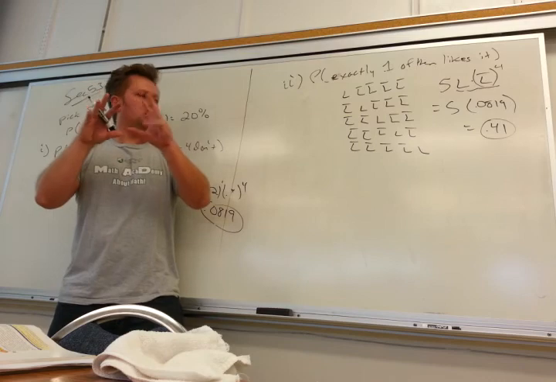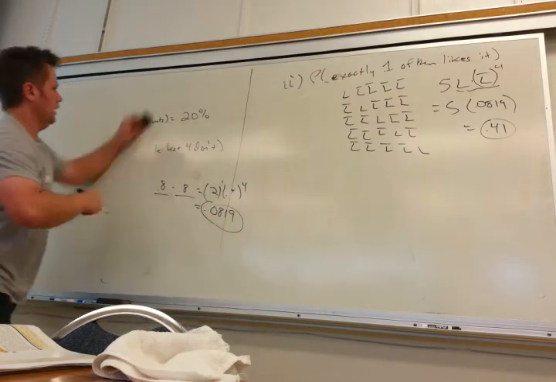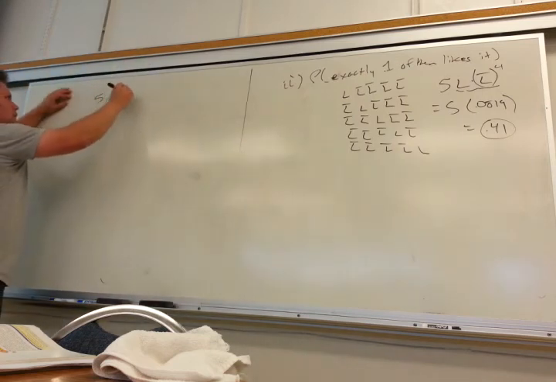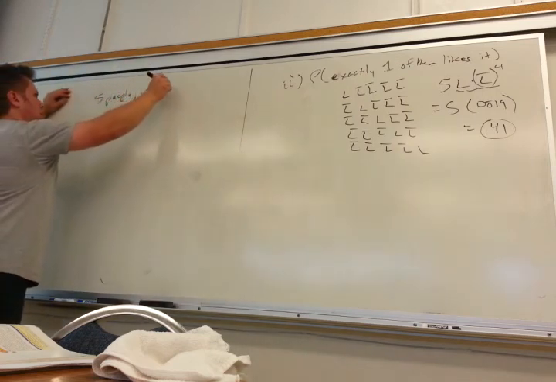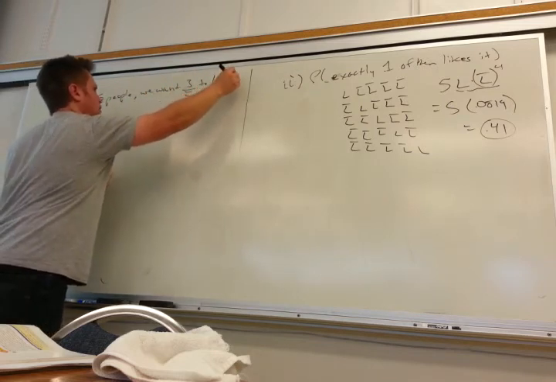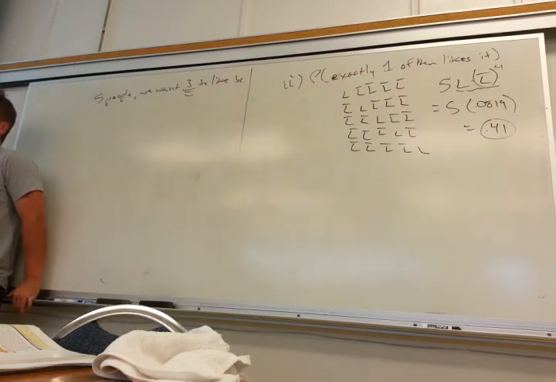So what, in general, did we just do? If it was 5 people, and I want exactly 3 of them to like the Brussels sprouts, to like BS. Just real sense.